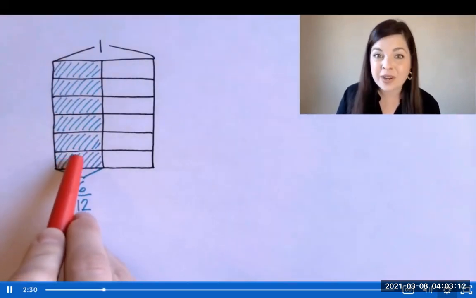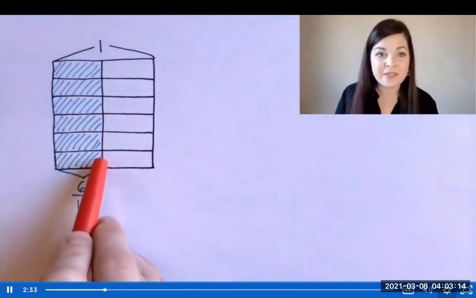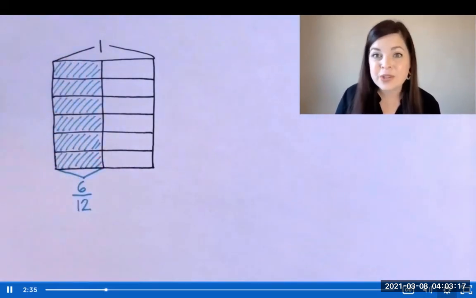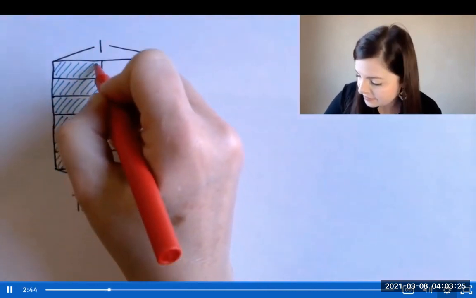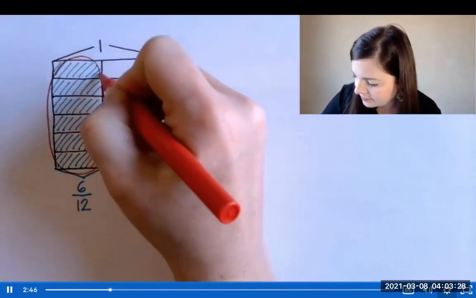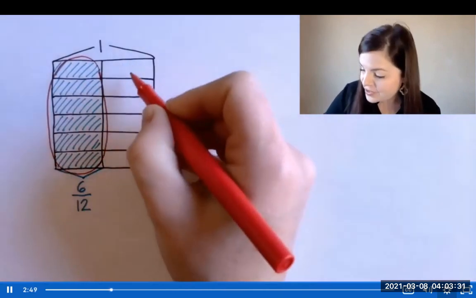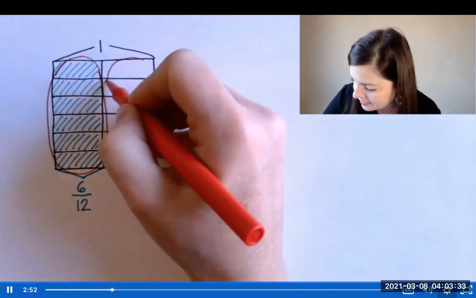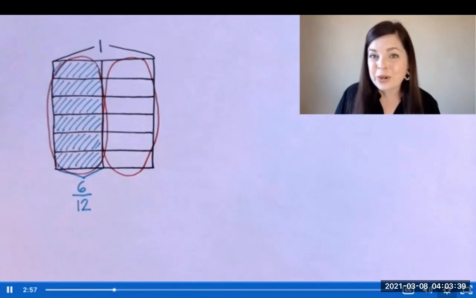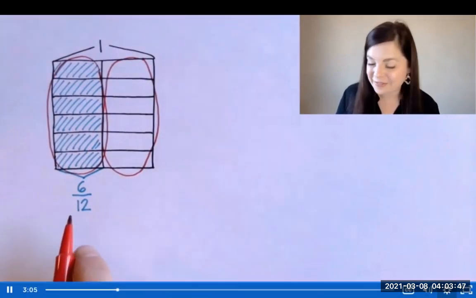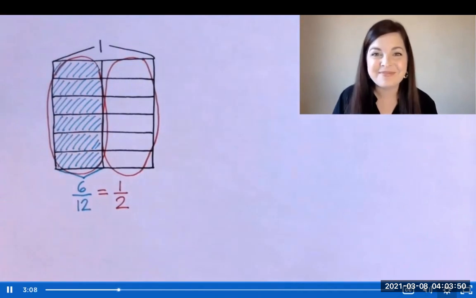This is the size of one of the twelfths, and here's the size of one of the halves. So let's circle the smaller units, the twelfths, to make the larger units, the halves. If we circle these 6/12, that makes 1/2. And if we circle these 6/12, that makes 1/2. So what are the equivalent fractions that are shown by this area model? 6/12 equals 1/2. Great job.